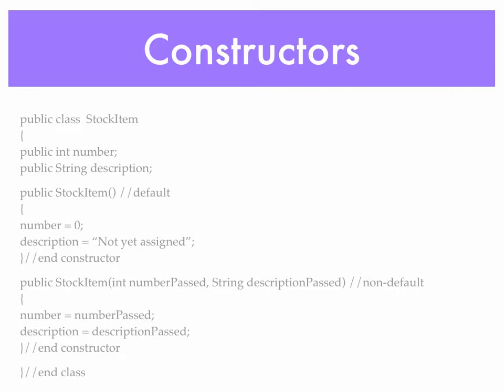We have a non-default constructor. It's public, non-static, no return type, StockItem, and it looks for two arguments to be passed into it. An int that we'll refer to as numberPassed, and a String we'll refer to as descriptionPassed. And it will save those values passed in to the instance variables that are a part of this class. So each and every instance variable in both the default and the non-default constructors is given a value. So that's a default and a non-default constructor, very simple.